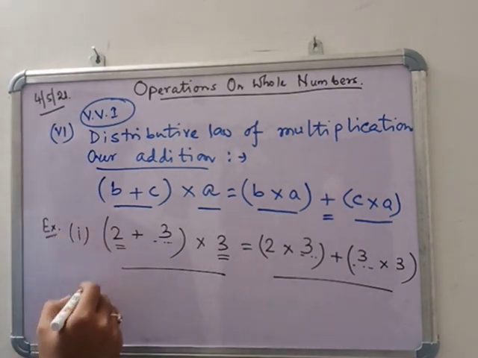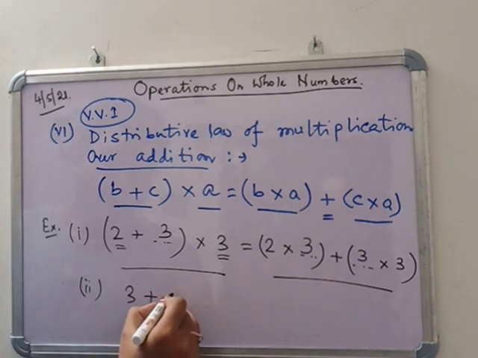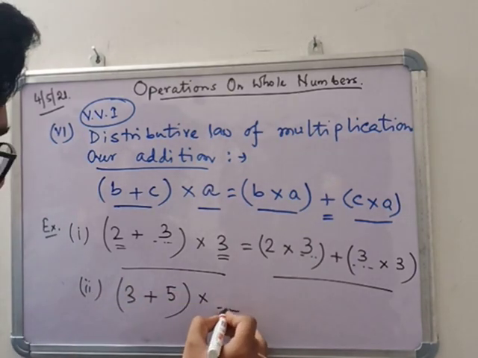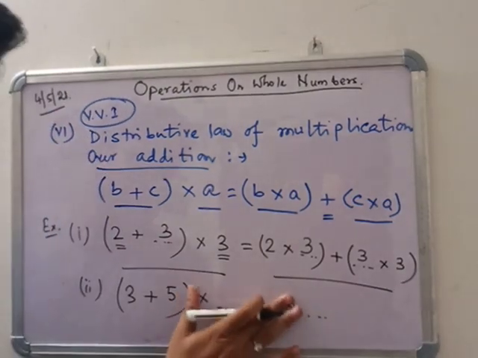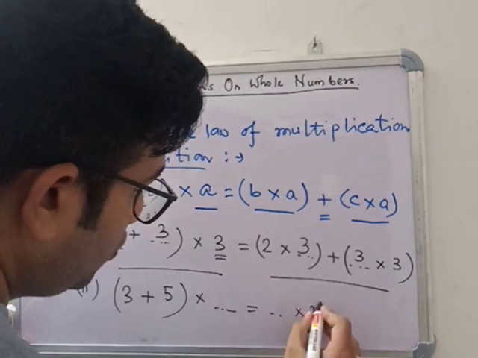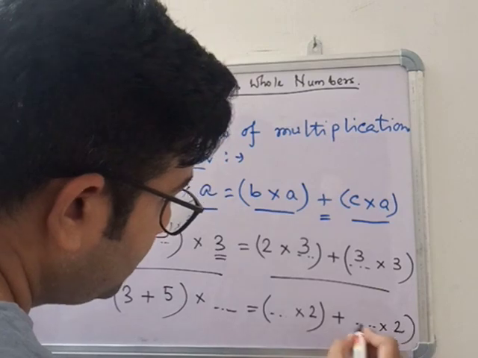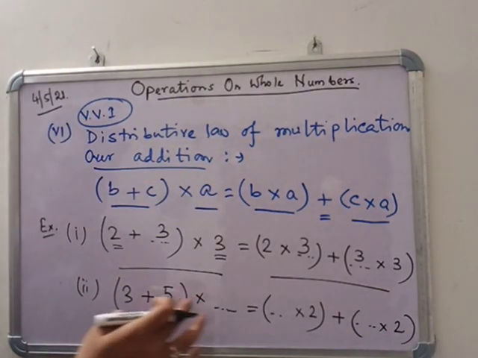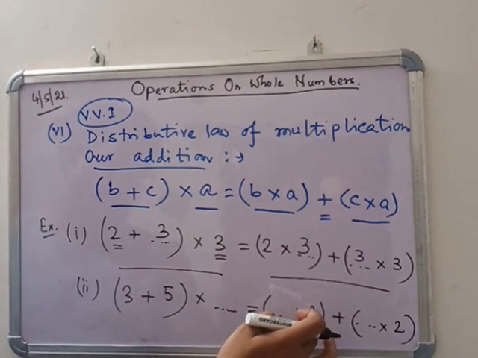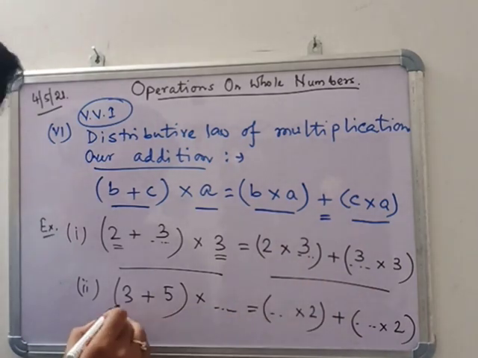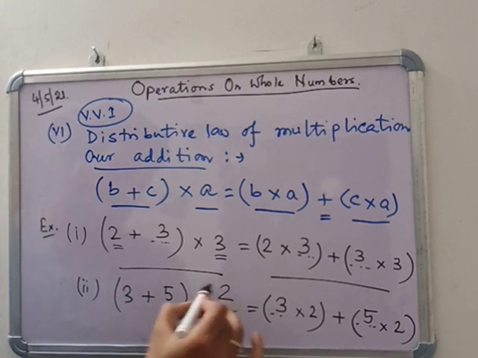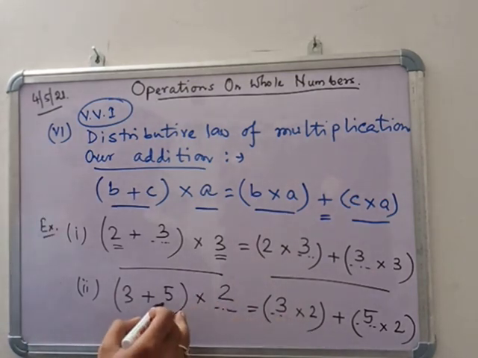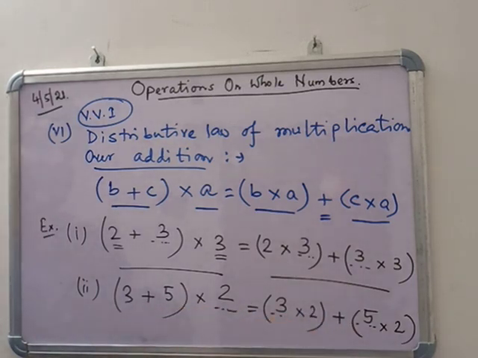And if you want another example: (3 plus 5) into dash equals dash into 2 plus dash into 2. Here 3 and 5 are given, so put here 3 and 5. We obviously see that 2 is the number, that is A. So that means 3 into 2, 5 into 2, and plus in the middle. This is the distributive law of multiplication over addition. Now pause the video to note it down.